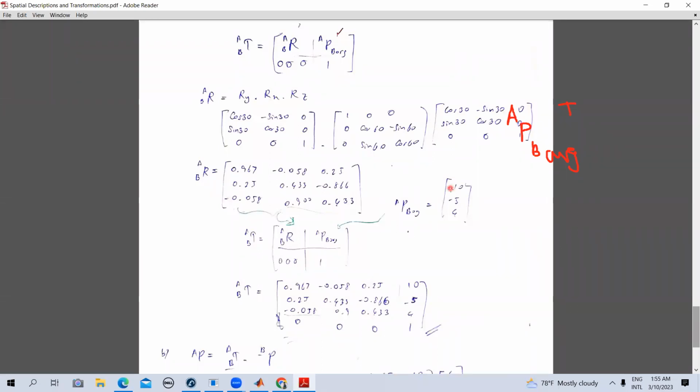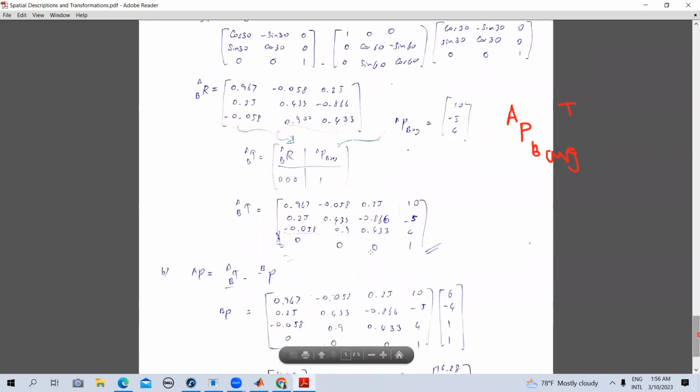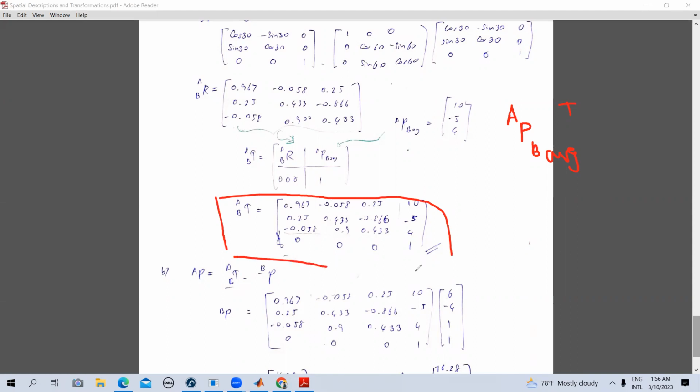It has been given as 10, minus 5 and 4. So that's what we can substitute here, right? This is the position vector of the B's origin with respect to A. So now, to get the homogeneous form, we have this row here, 0, 0, 0, 1. And then we got the transformation matrix. This is simply the transformation matrix, right? So this explains the transformation of frame B with respect to A.